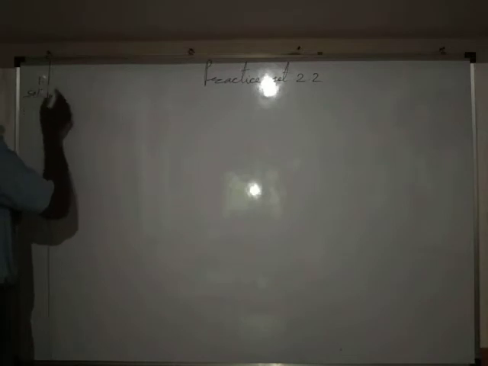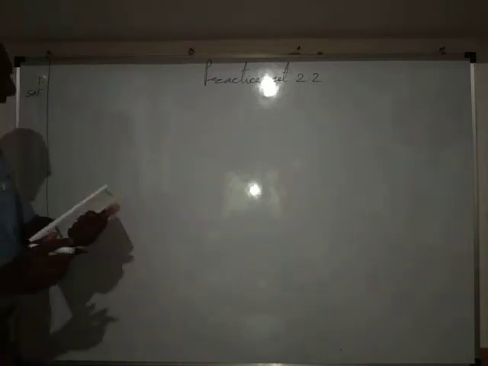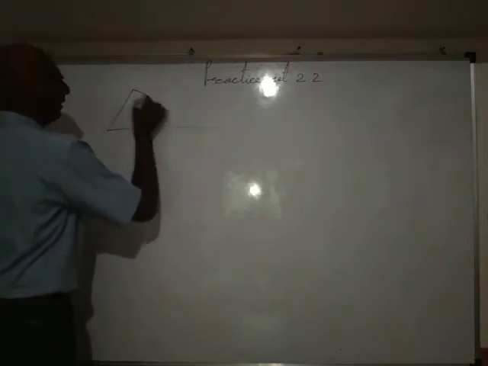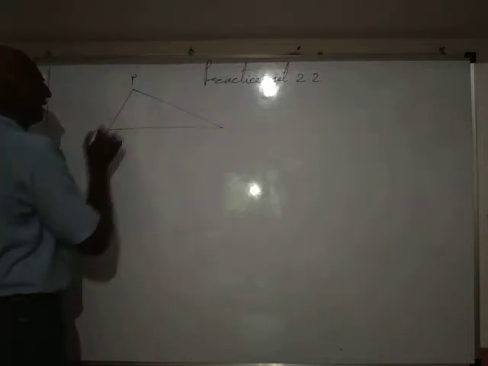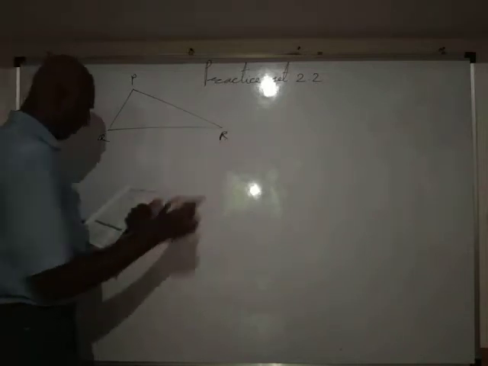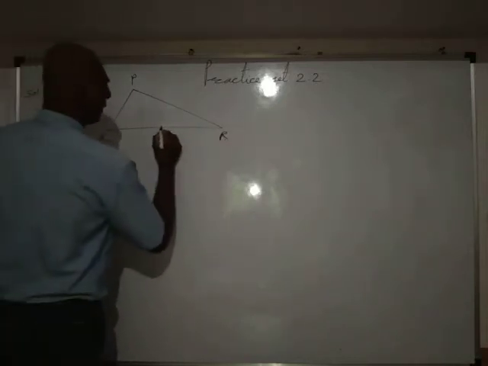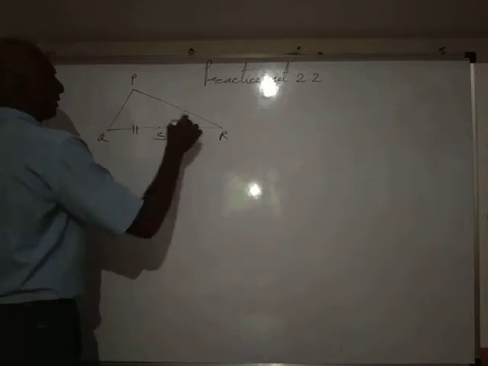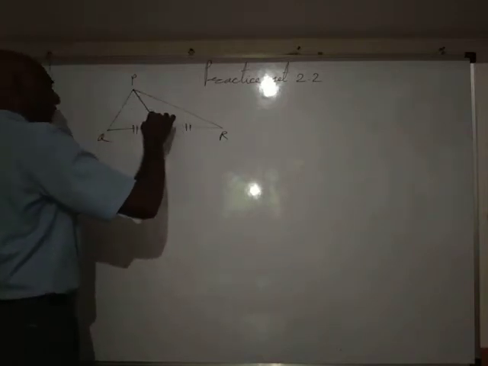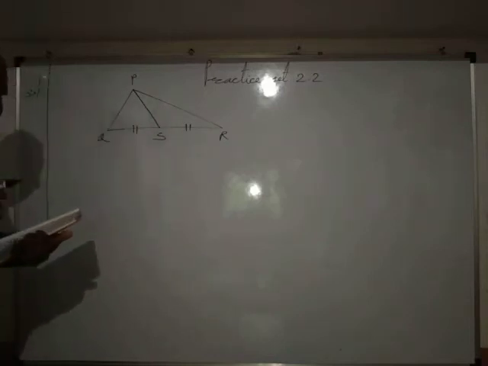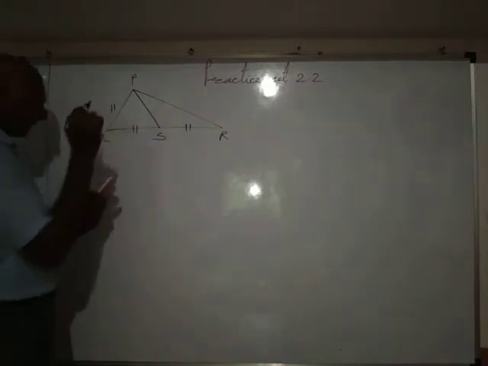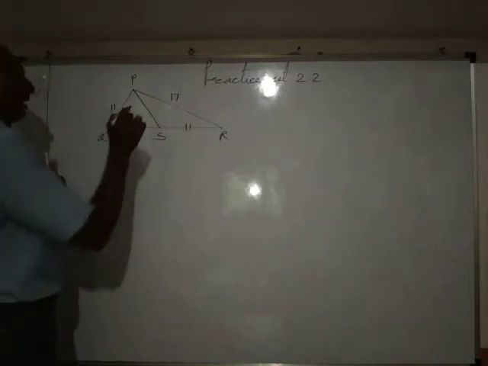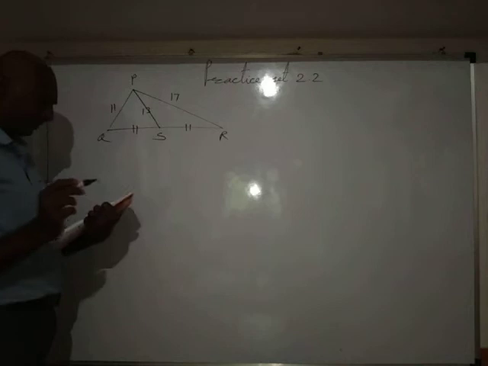Solution. The statement is about triangle PQR. It tells us that in triangle PQR, S is the midpoint of QR, and therefore seg PS will be the median. PQ equals 11, PR equals 17, and PS equals 13.